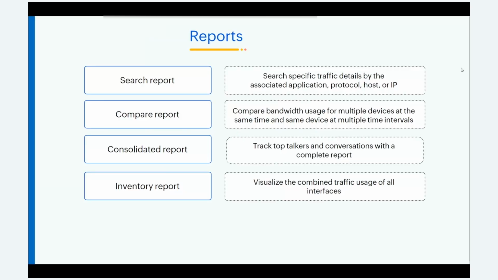These are some of the report features NetFlow Analyzer offers you. With Search Report, you can search for specific traffic details by applications, IP addresses, protocols, or hosts. With Compare Reports, you will be able to compare the traffic patterns for a particular source or particular time. With Consolidated Reports, as the name suggests, you get a complete report on top talkers and the traffic data of a given source. And the Inventory Report will give you the traffic data of all the combined network components of a specified source.